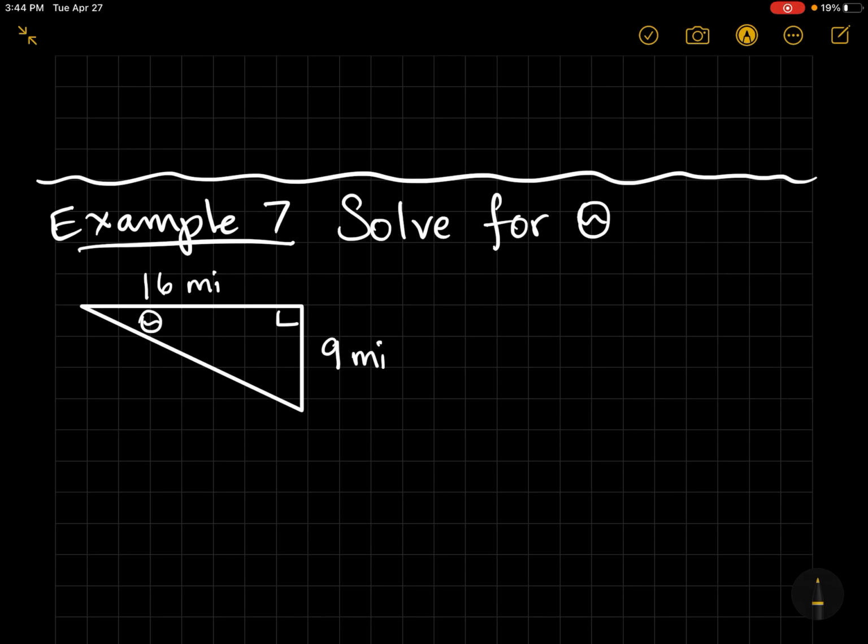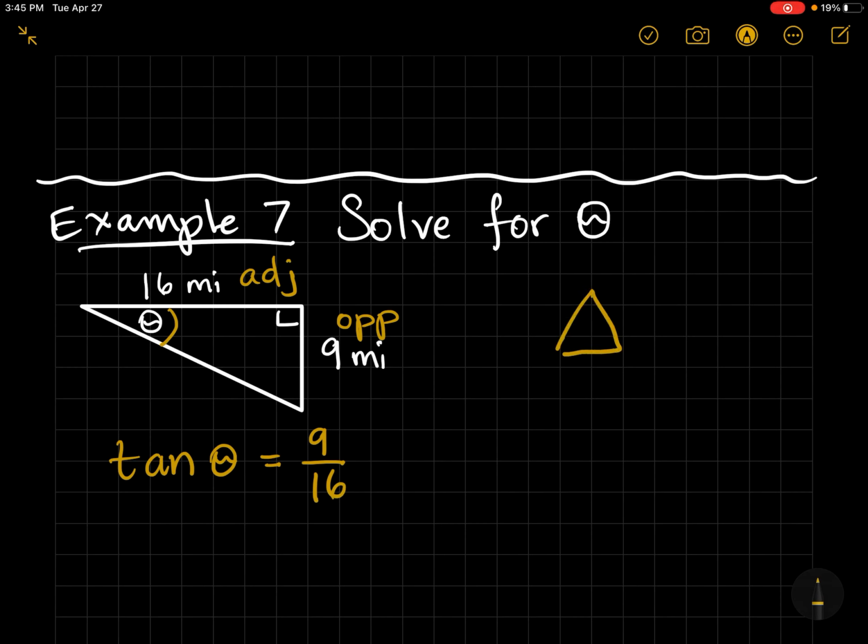When looking for a missing angle, things change a little bit, okay? But we are going to start off the same way, evaluating which sides are present. We have opposite, we have adjacent. Those belong to the tangent function. The tangent of the angle, we don't know the angle. This is the unknown. Put opposite on top, adjacent on the bottom.